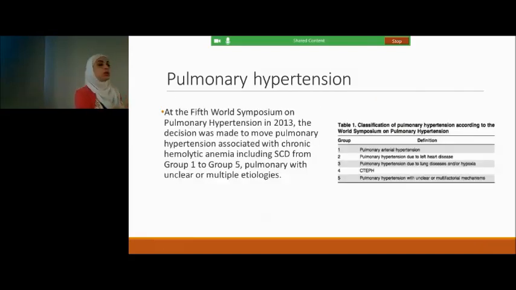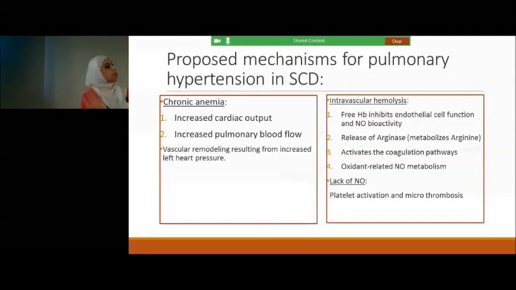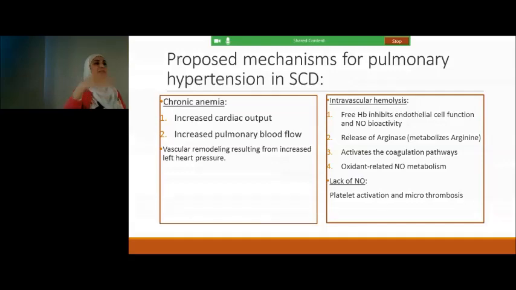And as you remember, according to the World Symposium on Pulmonary Hypertension, it was divided into 5 types according to the underlying pathophysiology. Sickle cell disease was moved recently from class 1, which is just a pulmonary artery pathology, to class 5, which is multifactorial and also of unclear etiology. So we still have to investigate that. Why does it happen? There's a lot of talk about it, but I just summarized it in one simple slide.